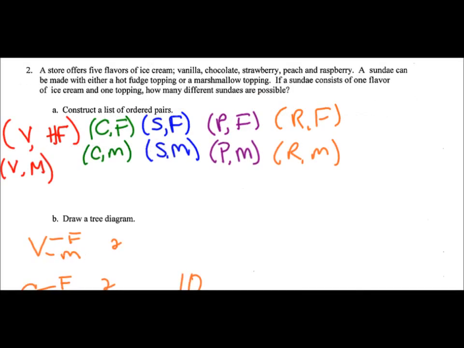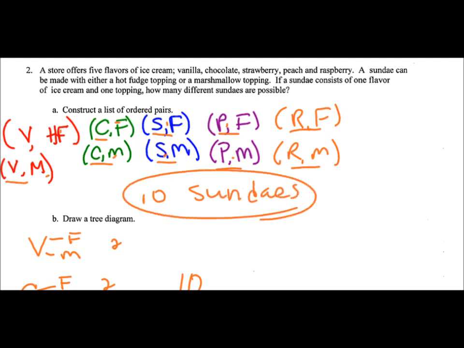So let's take a look. We have here our ordered pairs: vanilla fudge, vanilla marshmallow, chocolate fudge, chocolate marshmallow, strawberry fudge, strawberry marshmallow, peach fudge, peach marshmallow, and raspberry fudge, raspberry marshmallow. It looks like we have 1, 2, 3, 4, 5, 6, 7, 8, 9, 10 different sundaes. 10 different sundaes to choose from.